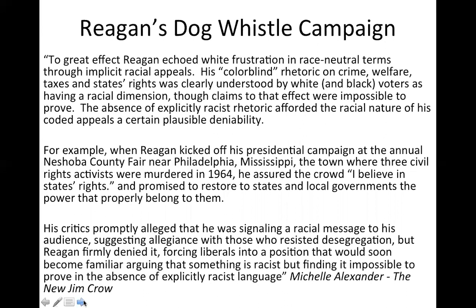In Philadelphia, Mississippi, 3 people were kidnapped and murdered. And so he literally went to that town and was basically like, "I believe in states' rights." The same narrative that justified those murders in the first place, and justified voter suppression and Jim Crow and segregation.